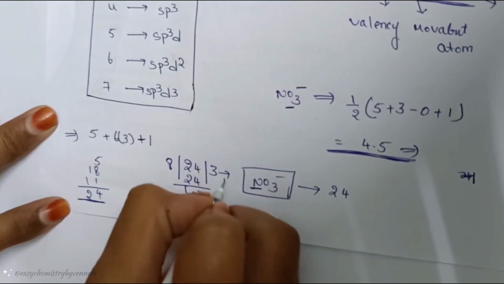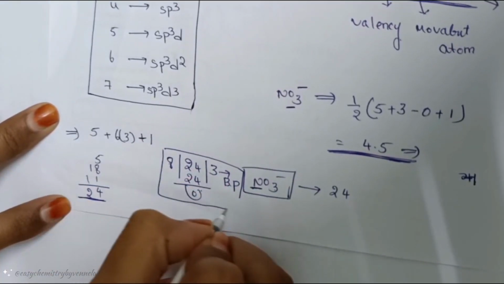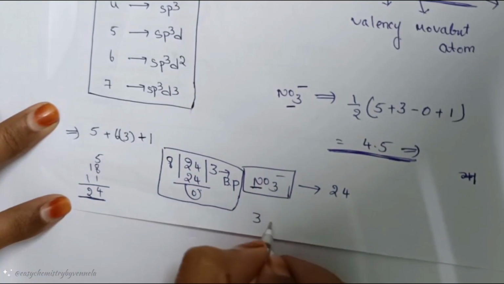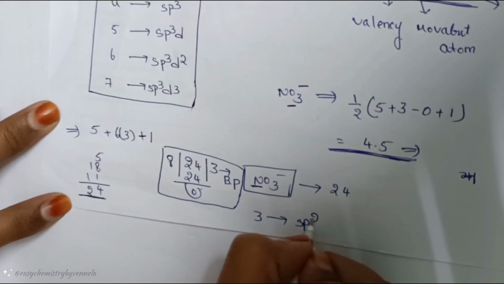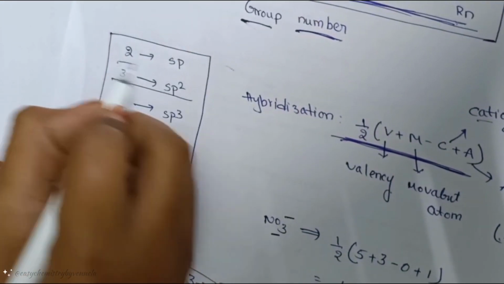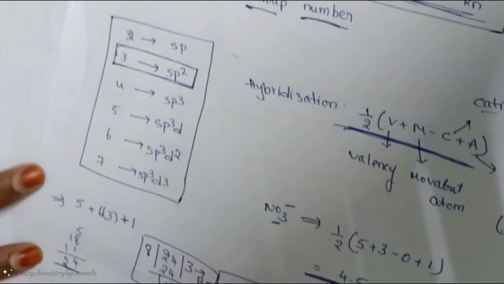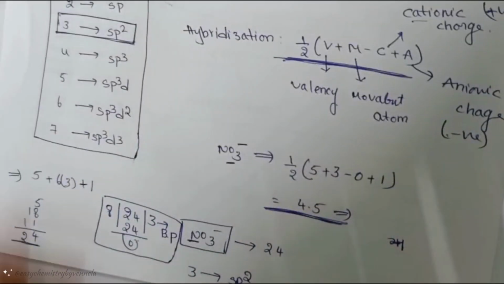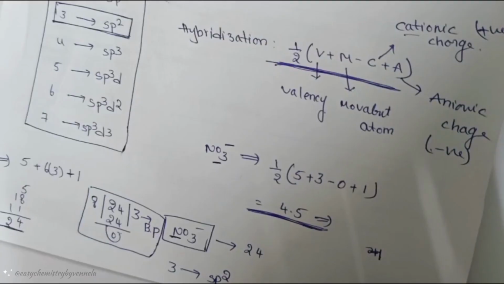So here these are the bond pairs. So 3 means sp2. So this one. I think now you get a little bit of clarity. Okay, I am going to give more examples, then you can understand very easily.